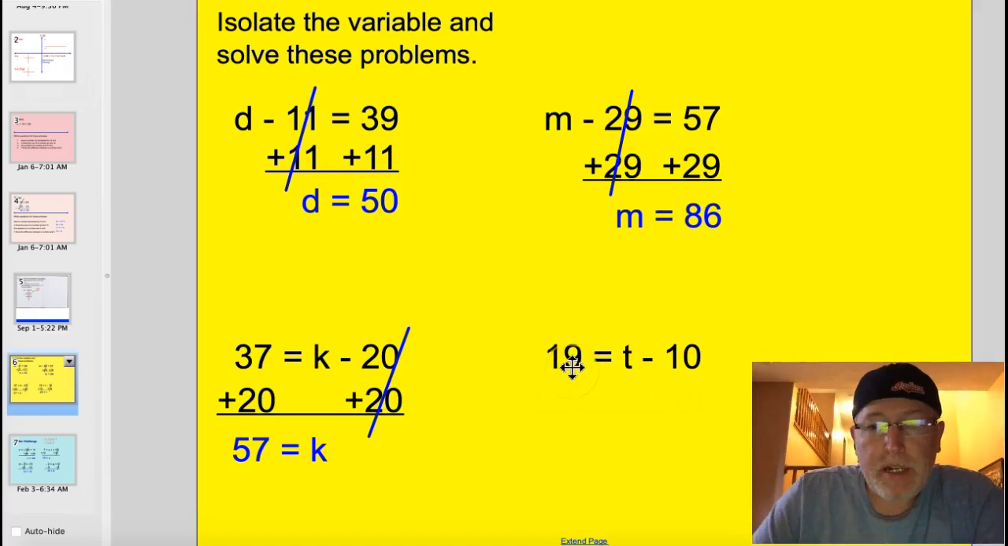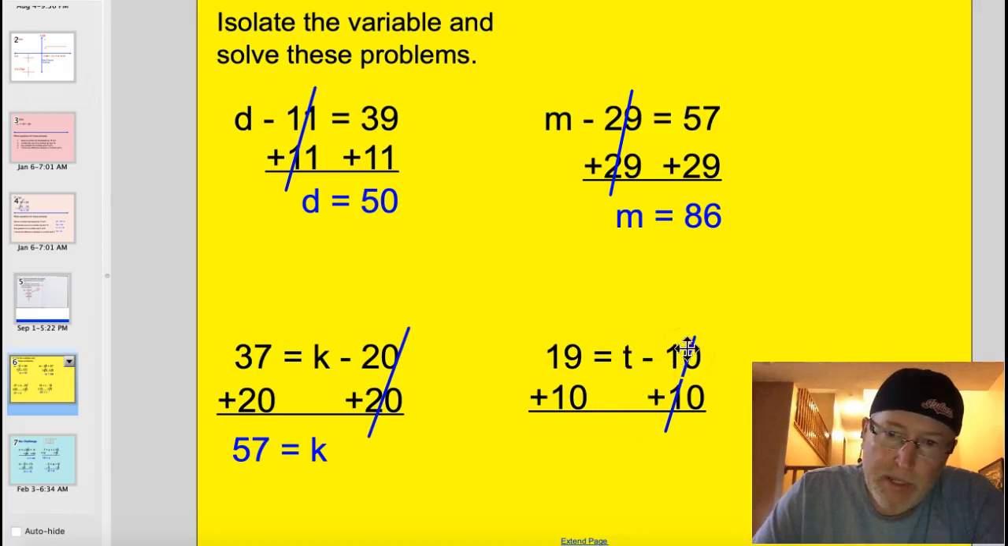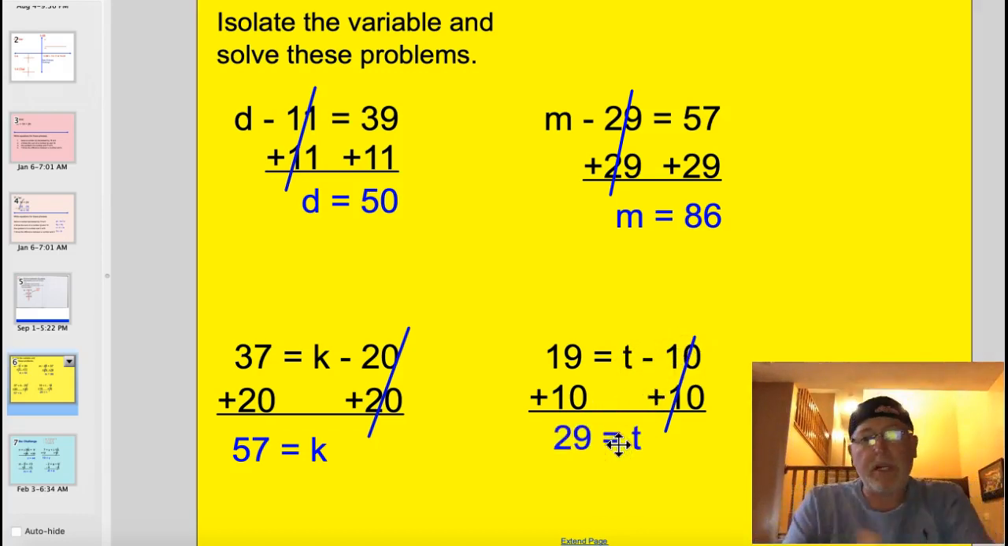Got to get rid of the 19, right? No. Got to get rid of the 10. You're always getting rid of what's with the variable. So you got a minus 10 there. We got to get rid of that by adding 10. We've isolated the t because those guys cross off. We end up with 29 equals t.